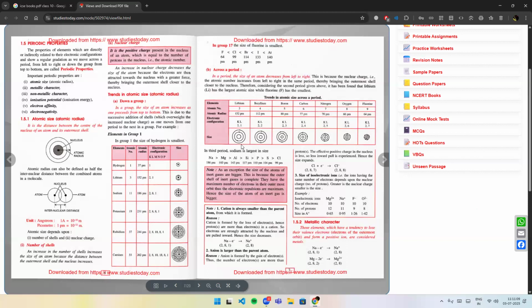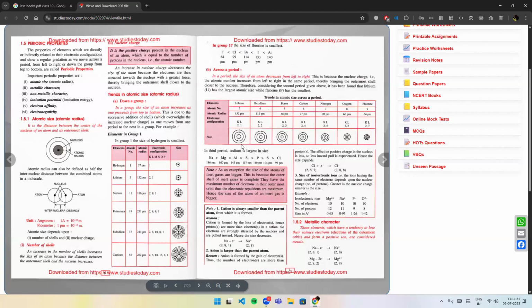Note 1. Cation is always smaller than the parent atom from which it is formed. Reason. Cation is formed by the loss of electron. Hence, protons are more than the electrons in a cation. So, electrons are strongly attracted by the nucleus and are pulled inward. Hence, the size decreases.